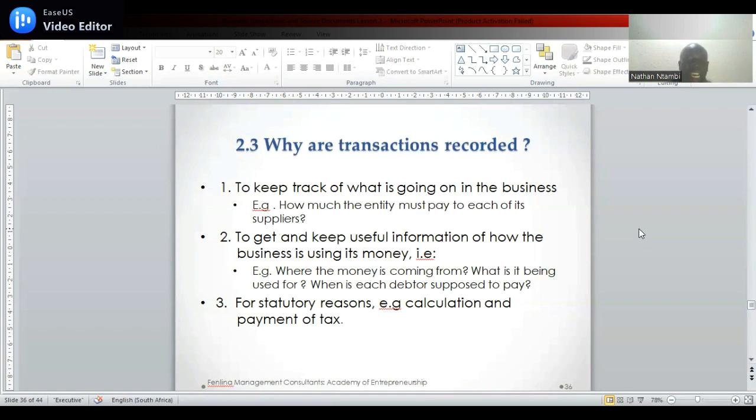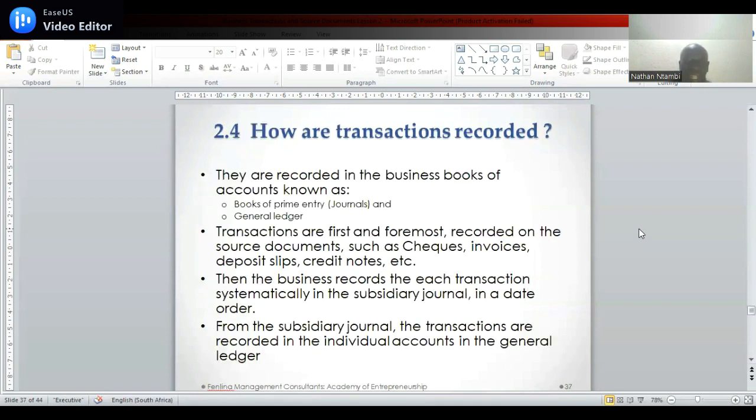For instance, calculation and payment of tax. How are transactions recorded? They are recorded in the business books of accounts known as the books of prime entry or journals and the general ledger. Transactions are first and foremost recorded on the source documents such as checks, invoices, deposit slips, credit notes, and so on.